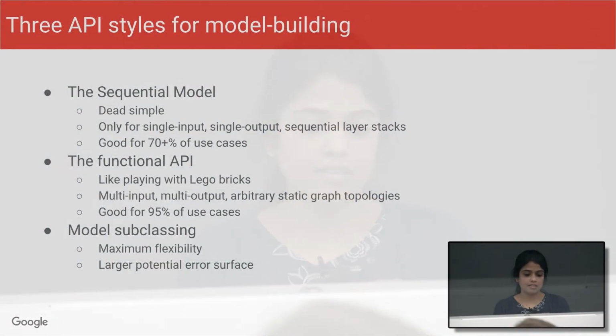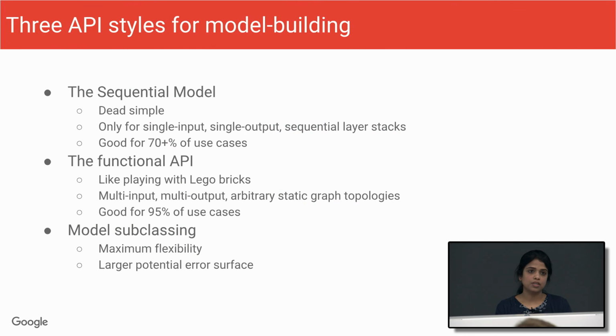These are the types of models that I talked about. Single input, single output is a linear stack of layers, which is a sequential model. If you have multi-input, multi-output, the type of model to use is the functional API. And if you have a use case where you want to reuse a set of layers, typically use model subclassing.